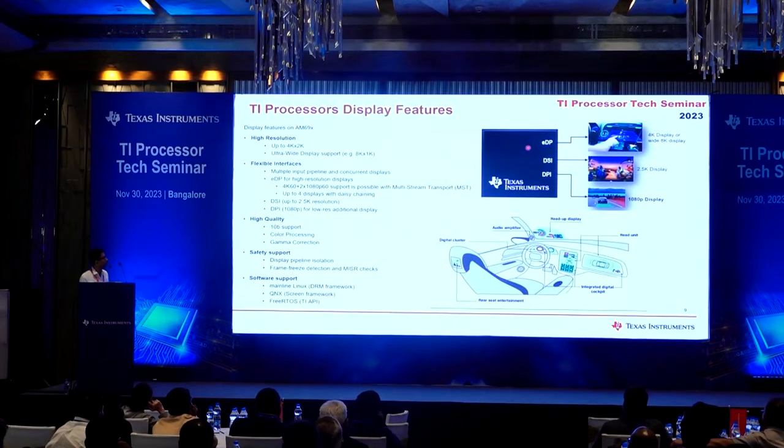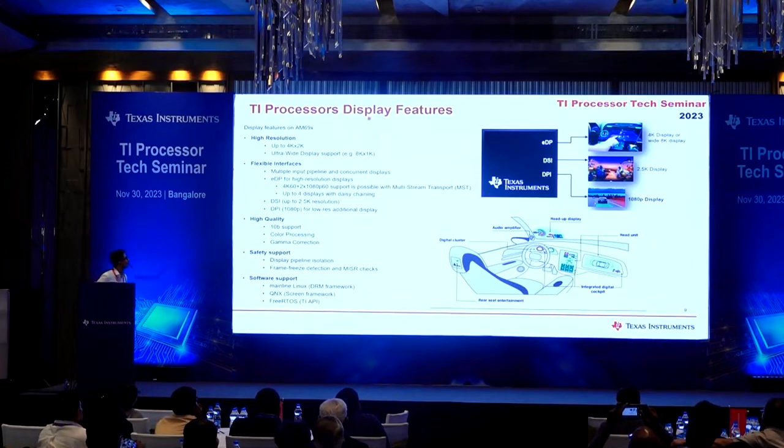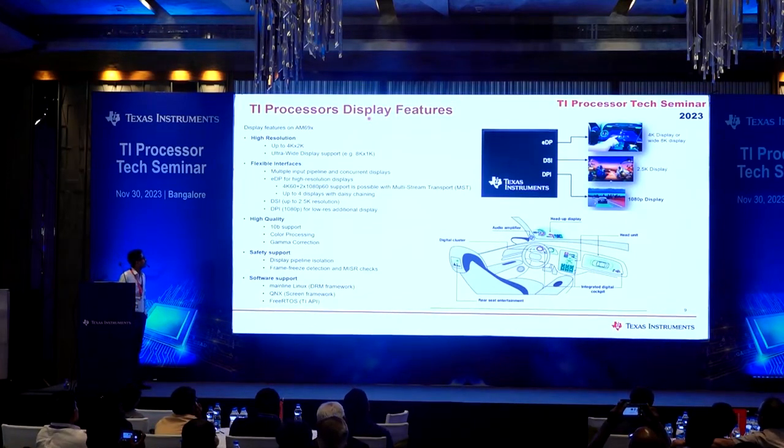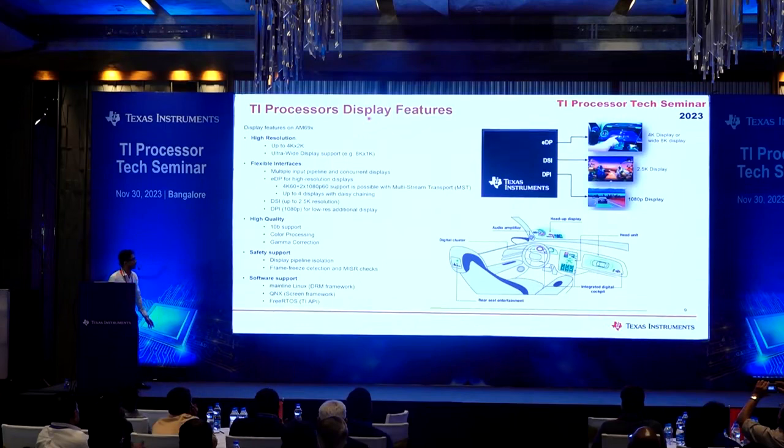So let's go through the display features that we have. Here I'm taking the example of the AM69 SoC. As you can see, it supports 3 industry standard interfaces. DisplayPort is there, DSI is there, DPI is there. You can go ultra wide 8K in DisplayPort, and it also supports state-of-the-art features such as daisy chaining, where you can have 4 back-to-back monitors connected to each other, each showing duplicated display output.